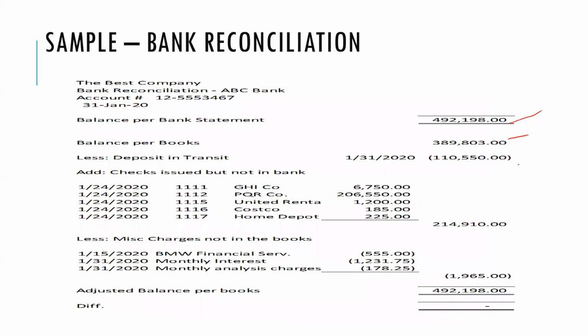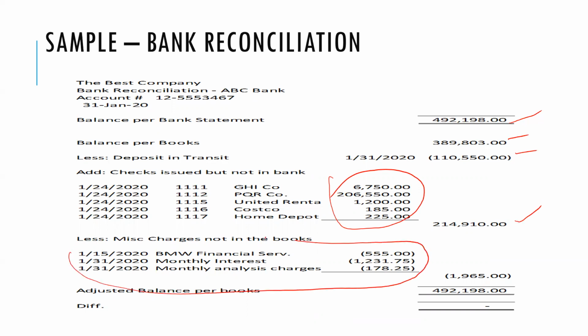We talked about this 110,000 in transit. We also talk about these 5 checks not cleared yet. So that is all here, and miscellaneous etc. charges. We took all this in here. So that is that. So this total comes out to 492,198, which is tied to the bank statement balance, and difference is 0. So you're in good shape.